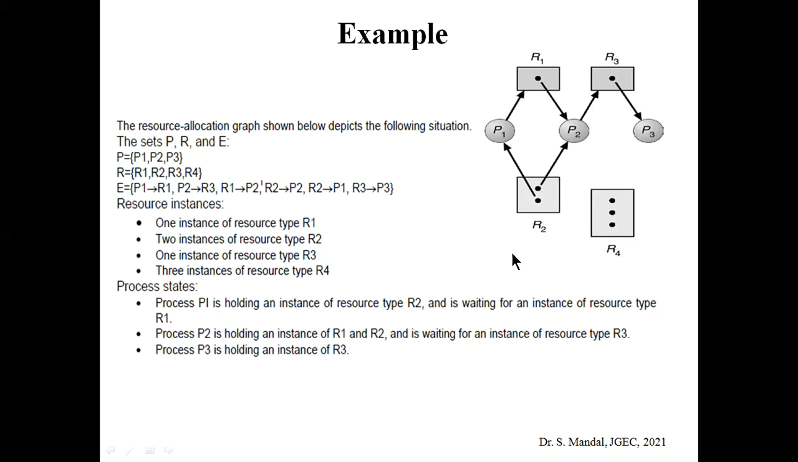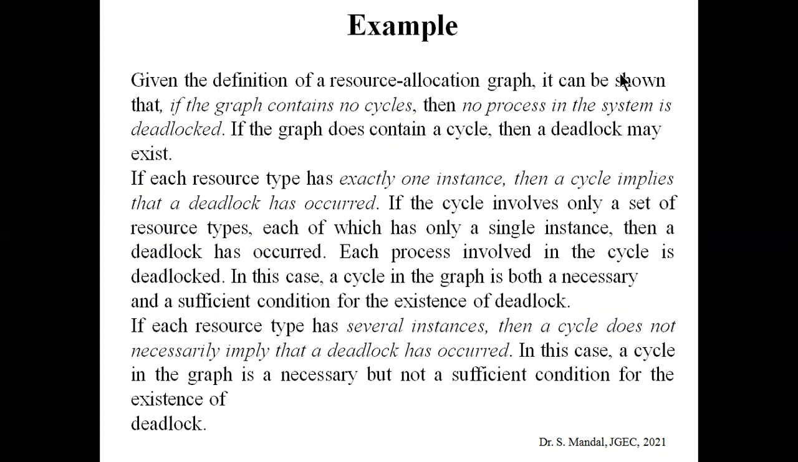Here you can see that R2 is assigned to P1, whereas P1 is requesting the R1 resource. Similarly, the R1 resource is already allocated to the P2 process, whereas P2 is again requesting R3 for access. And P3 is holding the instance of R3. So this is the example of the resource allocation graph.